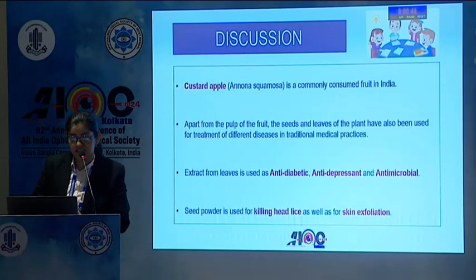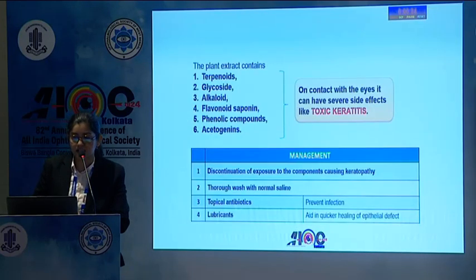Discussion: we can see custard apple is a commonly consumed fruit in India, but apart from the pulp of the fruit, the seeds and the leaf of the plant have also been used for treatment of different diseases. Extract from the leaves is used as anti-diabetic, antidepressant, and antimicrobial, and the seed powder is used for killing head lice as well as for skin exfoliation. The plant extract contains terpenoids, glycoside, alkaloid, flavonoid, saponin, along with phenolic compounds and acetogenins.